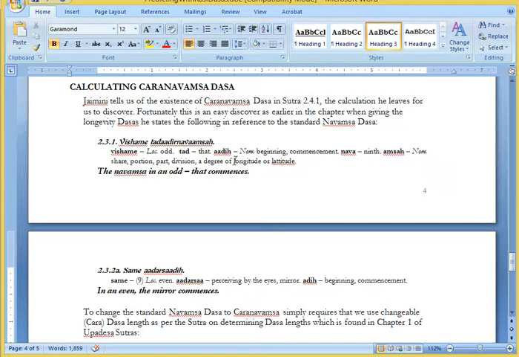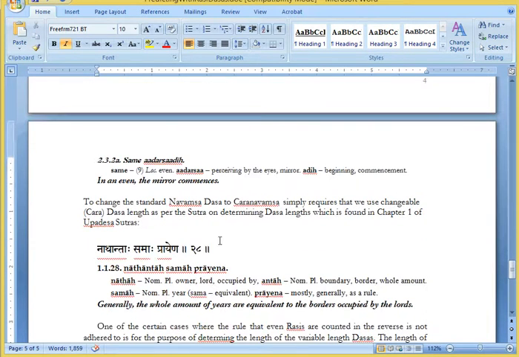So in the sutra where he tells how to calculate the standard Navamsa Dasha, he says, the Navamsa in an odd sign commences. That means that if the Navamsa Lagna is in an odd sign, the Navamsa Dasha starts from that sign. Then he goes on to say, in an even sign, the mirror commences. So if the Navamsa Lagna is in an even sign, then the mirror sign starts the dasha.